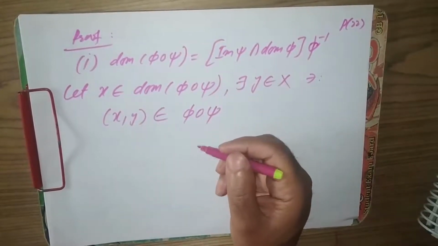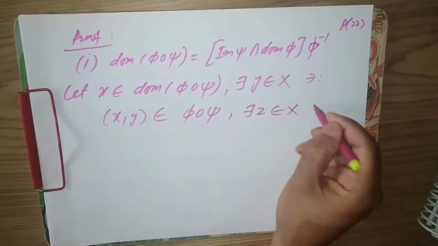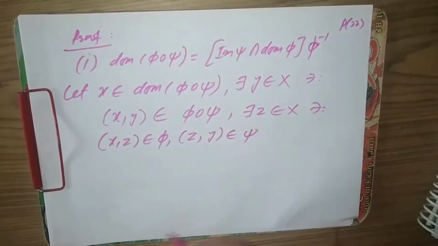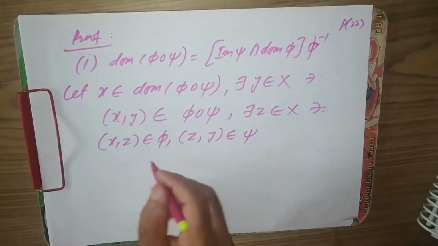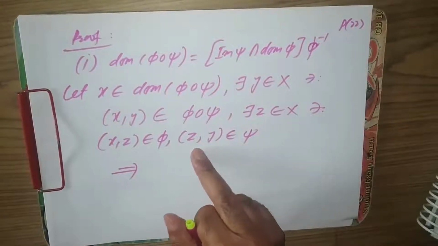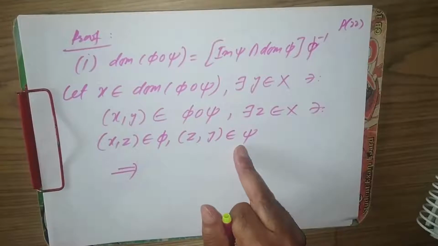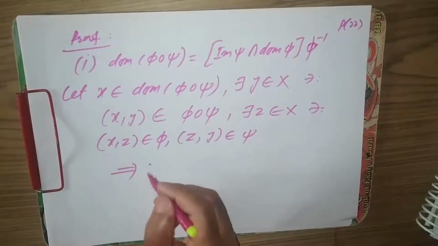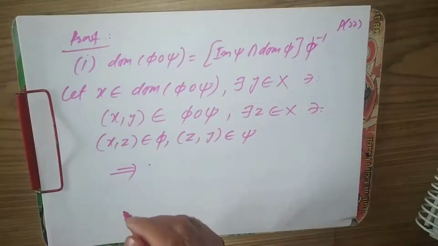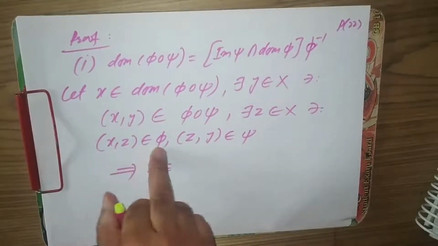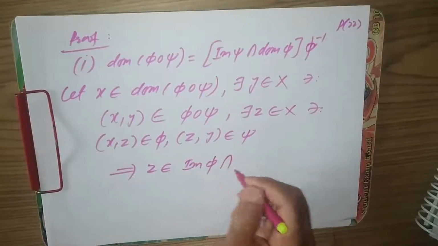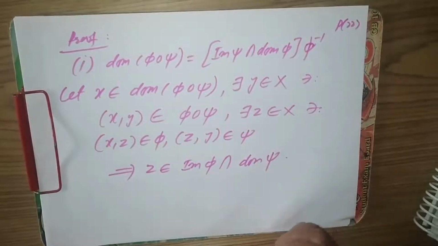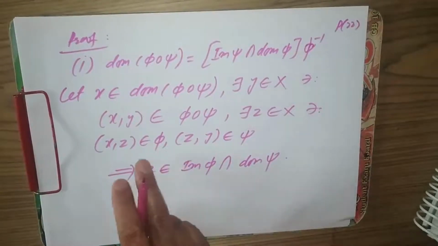Now again, by the definition of the composition, there exists z such that x comma z belongs to phi and z comma y belongs to psi. Z comma y belongs to psi means z is in the domain of psi, and also z is in the image of phi. So z belongs to the image of phi intersection domain of psi.